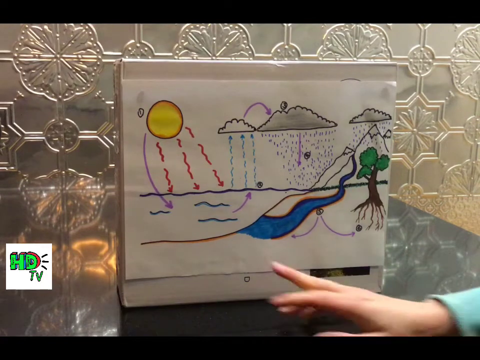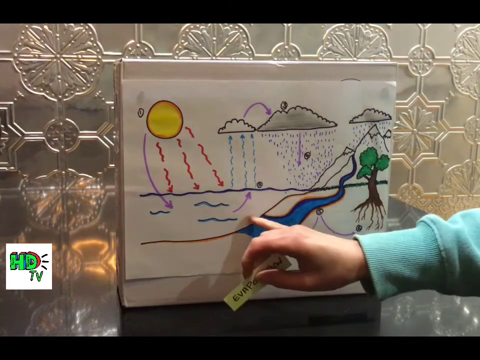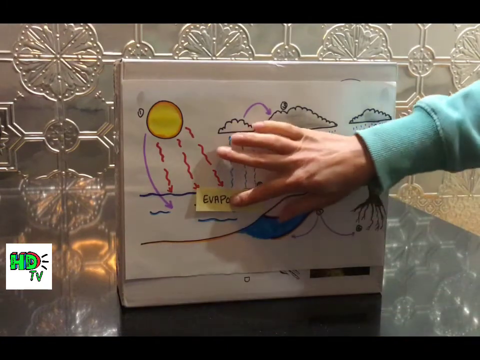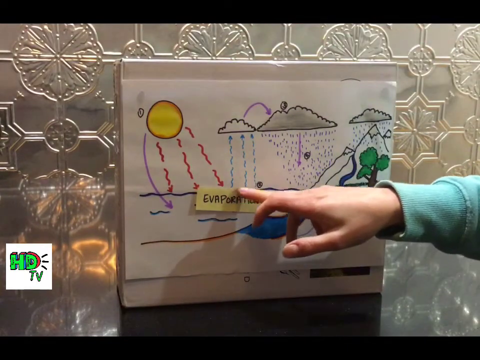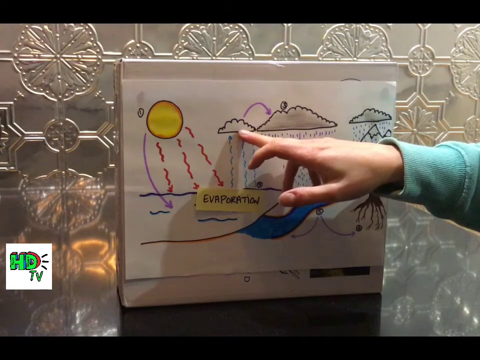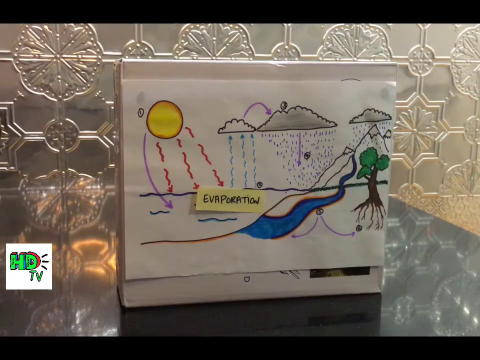As it heats the surface of the water, we start to get a little bit of a chemical reaction. The liquid turns into a gas through what we call evaporation. So it goes from the sea and it evaporates into the air, into a gas, and rises up into the atmosphere, into the sky. Now, when it's in the sky, it starts to form into vapor or water droplets.